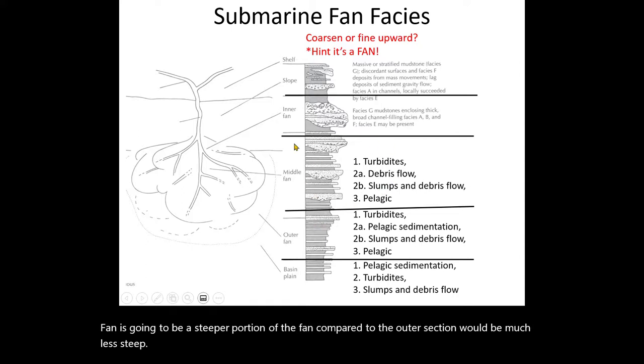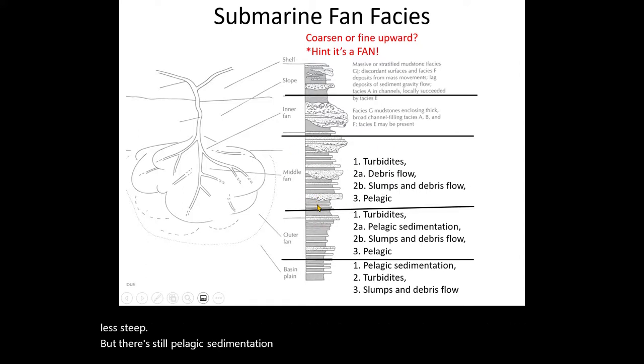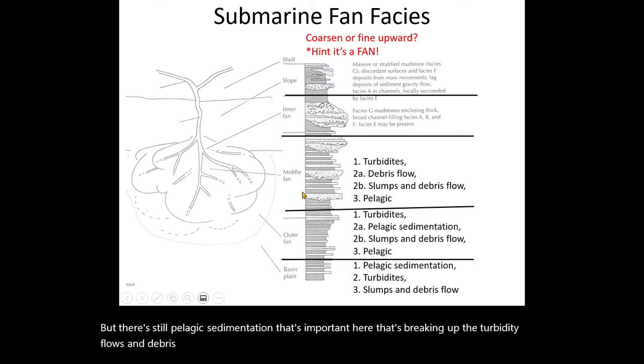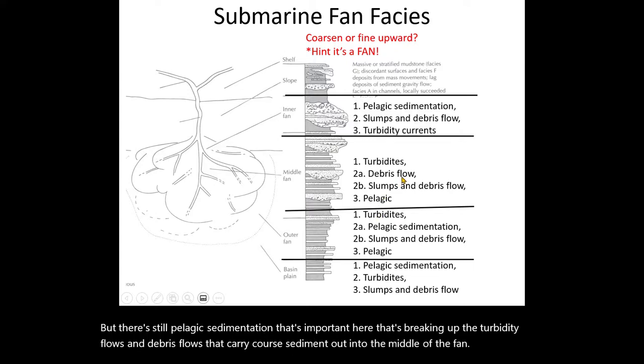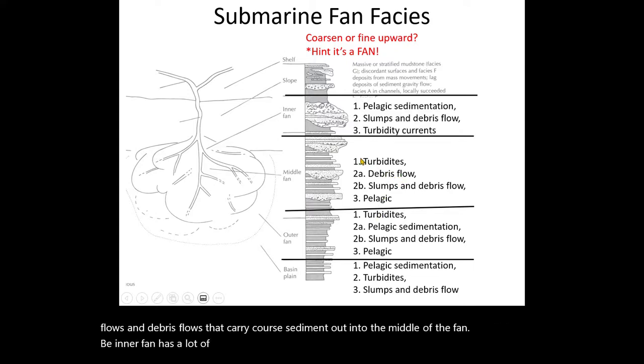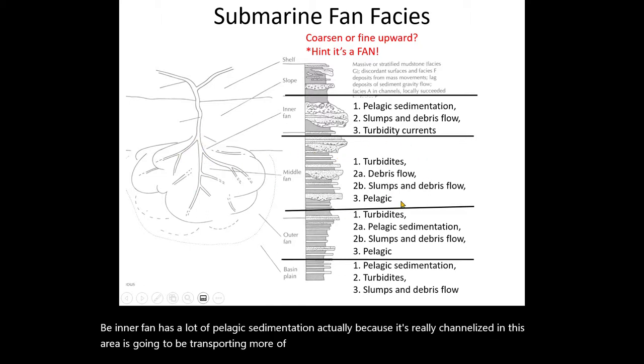But there's still pelagic sedimentation that's important here. That's breaking up the turbidity flows and debris flows that carry coarse sediments out into the middle of the fan. The inner fan has a lot of pelagic sedimentation actually. Because it's really channelized in this area, it's going to be transporting more of the coarse-grained material out into the middle fan before it gets deposited.